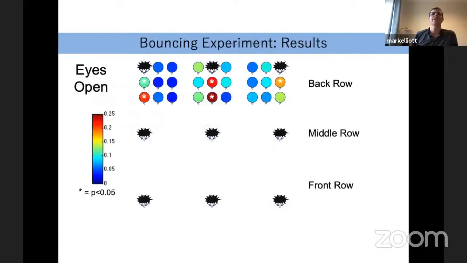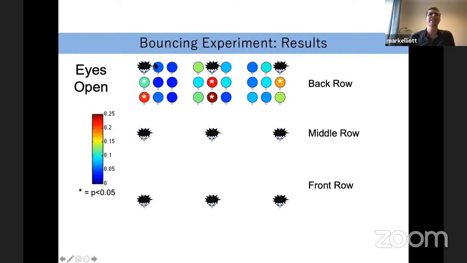So the results, we have here a visual representation of the group. So you can see here, we look at each person in turn. So the person with the spiky hair is the one we're interested in, and then we're looking at how the other 8 people around them are influencing that person in terms of synchrony. And then we have a heat map here, which represents the strength of the synchrony coupling.